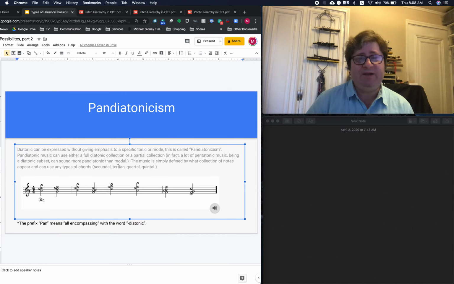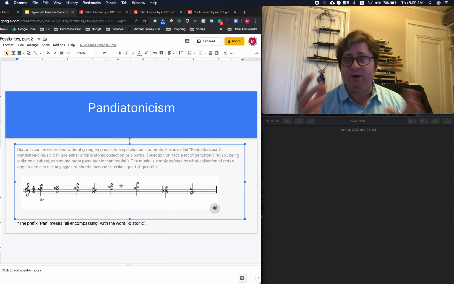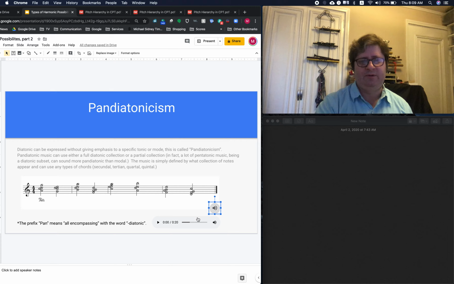The music is simply defined by what collection of notes appear and can use any types of chords: secundal, tertian, quartal, quintal, or anything. So it's music that sounds diatonic, but you can't really define what key it's in, what mode it's in, what note is functioning as the tonic, but we can identify the collection. So for example, this collection are the notes from the C major scale, but it's not really in C or any of the modes thereof. Let's listen to it. Let's see if this plays well.